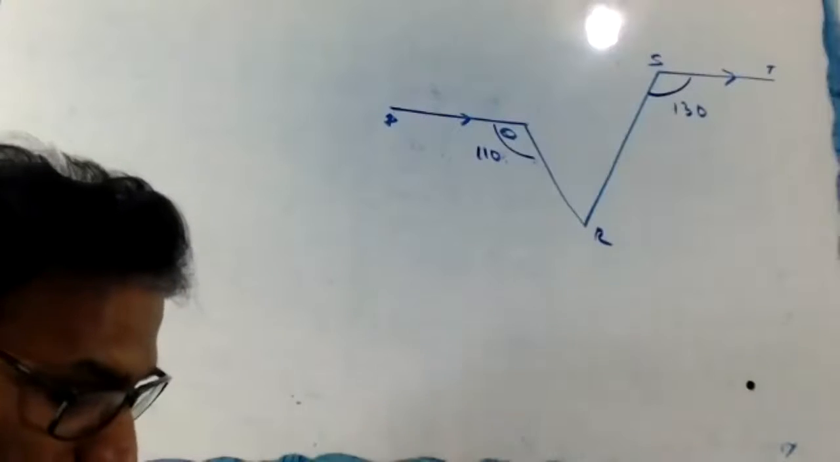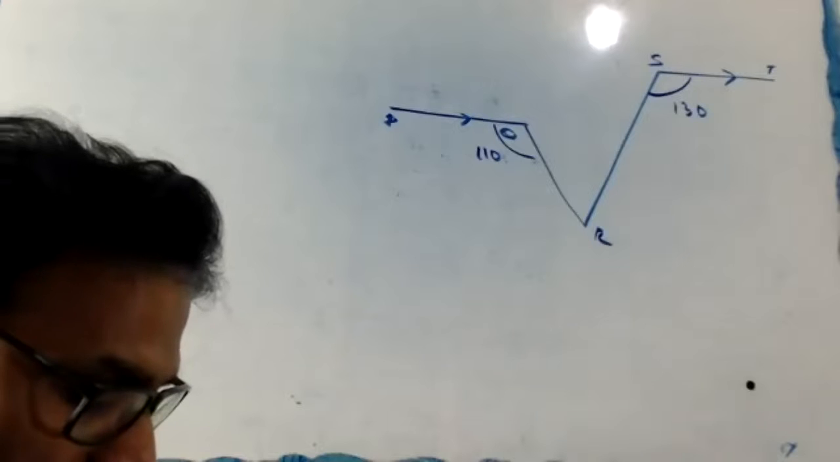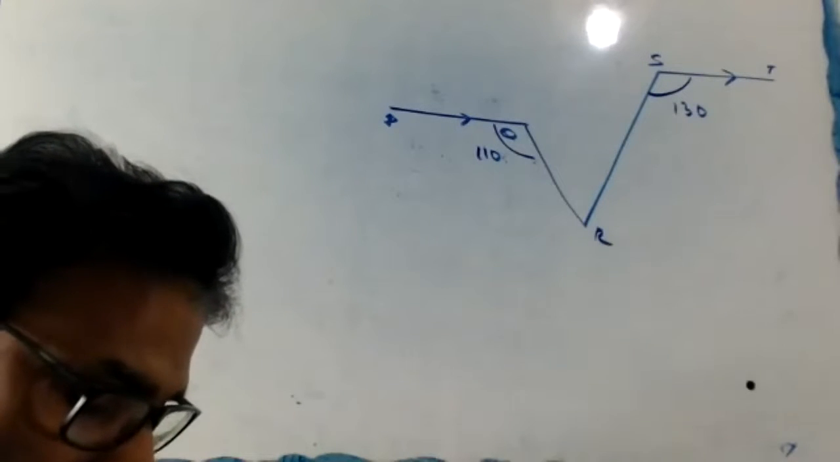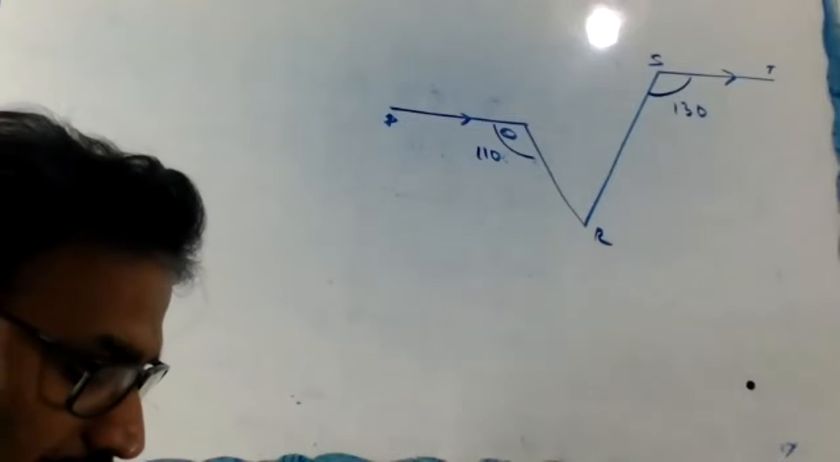Look, I'll read the question. In figure, if PQ parallel to ST, angle PQR 110, angle RST 130, find angle QRS.